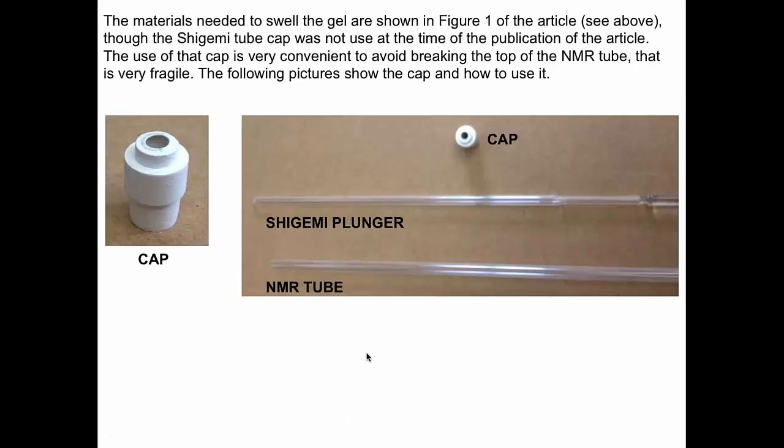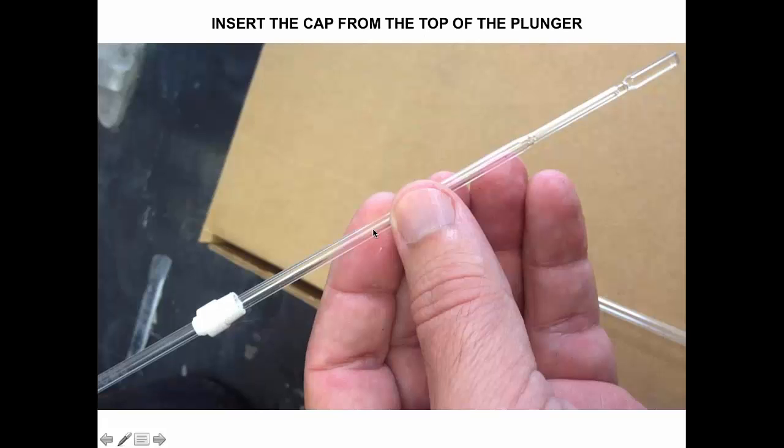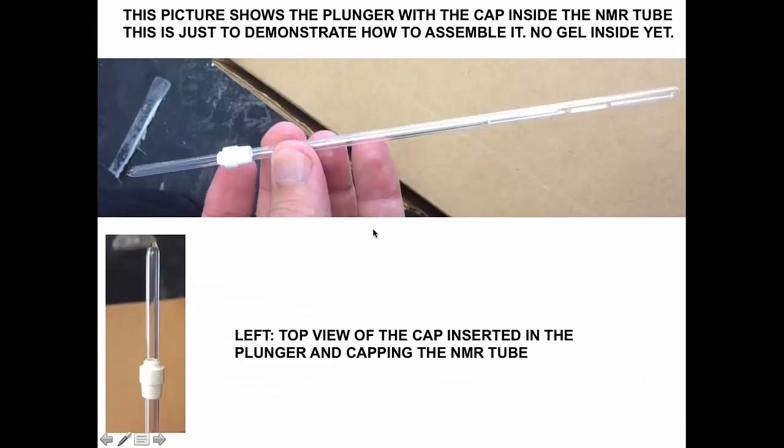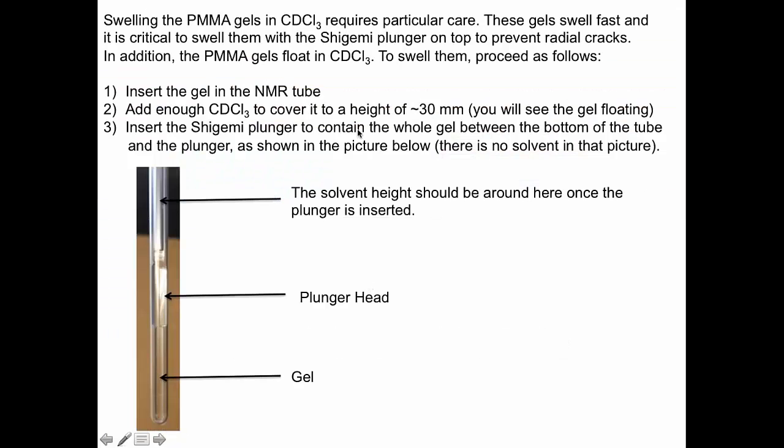So the way we did it originally, and I will go slowly, is that we use a Shigemi plunger, and we use a regular NMR tube, and in the first paper we didn't use this cap. And then what you do is, you put the Shigemi cap inside the plunger. So this is probably the cheapest way. And then you insert, here you have, see, the tube with the plunger inside and the cap. And then here are some instructions for you. But what I recommend is to put the gel here. Here is the gel, you see the gel here, and here is the plunger.